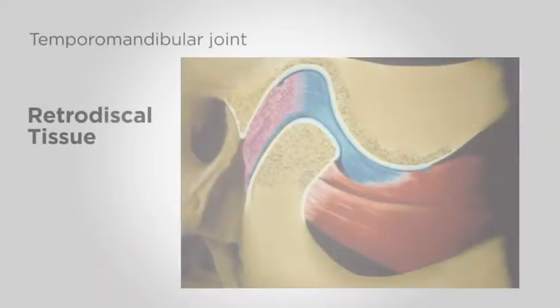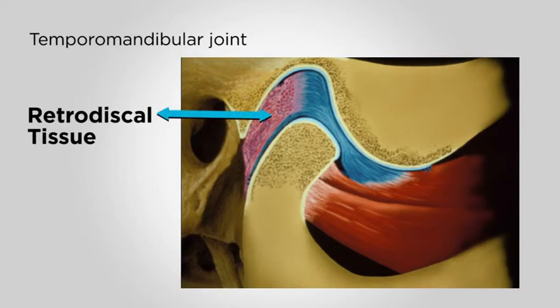Behind the condyle and the disc is a bunch of tissue that has connective tissue, nerves, blood vessels, and some ligaments that we call the retrodiscal tissue. That can be the most common source of pain inside of the jaw joint. If that tissue gets stretched or torn, because it is so highly innervated, it can be pretty uncomfortable.